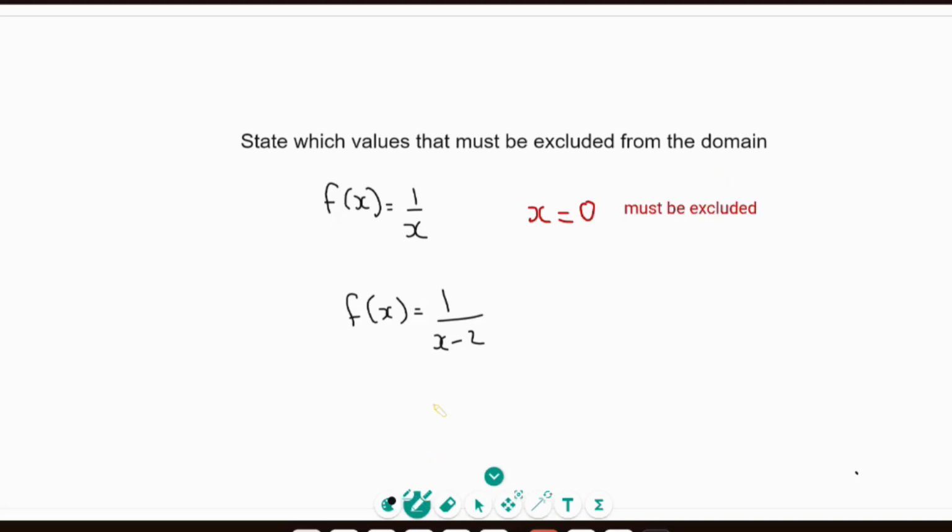So when you're dividing, the denominator cannot be 0. Just look at this. The denominator can't be 0. I'm just going to put this equal to 0 and solve by adding 2 to both sides. Put 2 into this. 2 minus 2 is 0. So x cannot be 2. We want to know again what value is excluded from the domain, x equals 2.